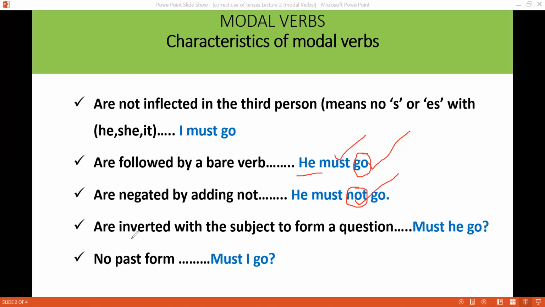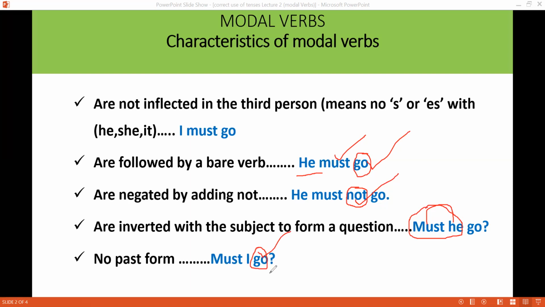In interrogative, they are inverted with the subject to form a question. Must has been used before he. The places of subject and modal verb are inverted. Simple. We do not use any other words with modal verbs to make interrogative sentences. Similarly, these modal verbs do not have any past form.